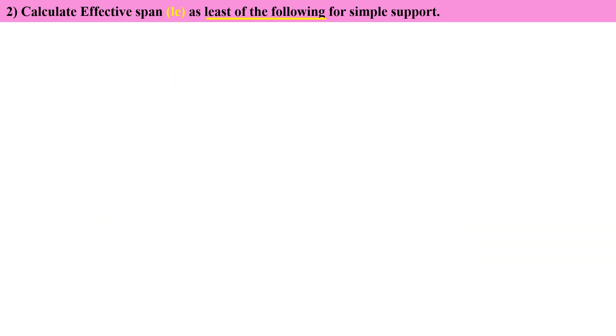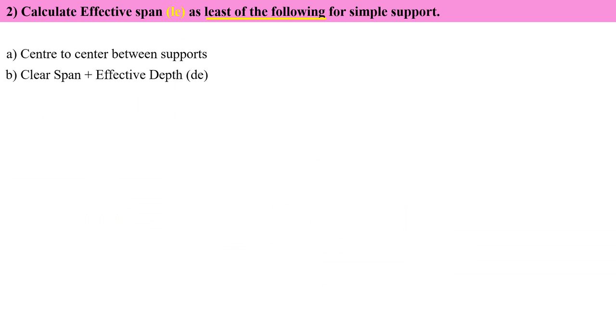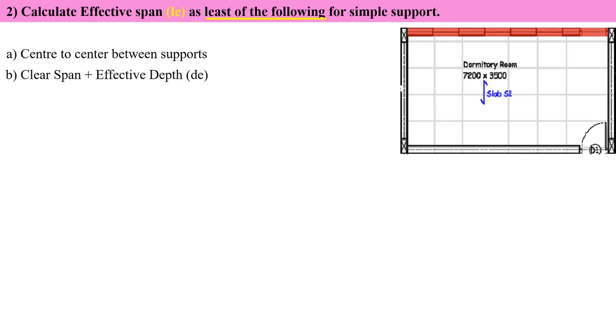Let's calculate the effective span. For calculating the effective span, we have two conditions. For better understanding, I will take a reference of the same plan. So we have a room. The first condition says distance between, just let me take a highlighter.